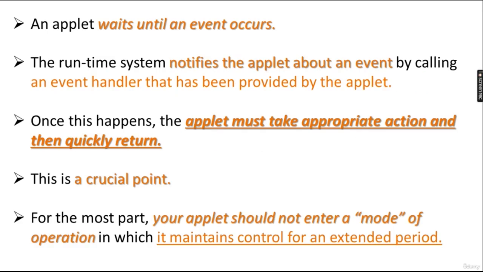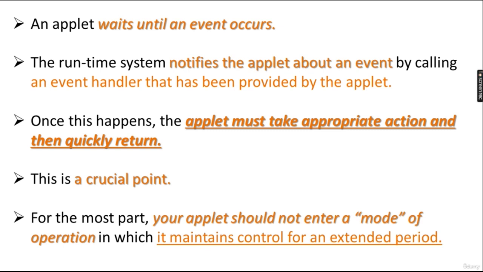Now, the applet waits until an event occurs. Something will happen with the applet window, and the applet will wait. The runtime system notifies the applet about the event by calling the event handler that has been provided by the applet. Like if any button is pressed, or anything is minimized or maximized, a radio button is clicked or any text is entered, that user interaction is notified to your applet by the runtime system.